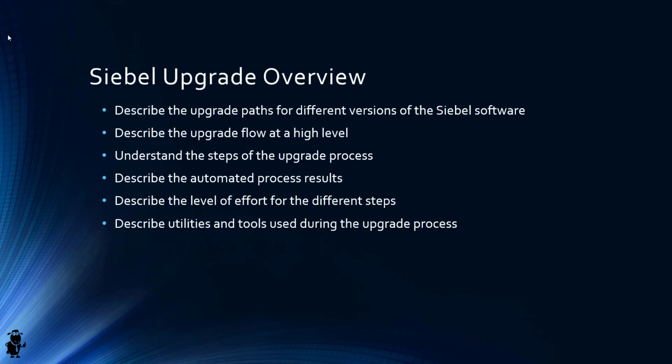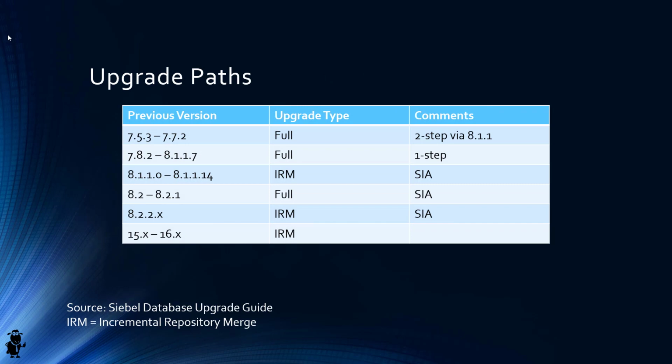So after this overview of Siebel 2020, we start with the Siebel upgrade overview proper. We're going to describe the upgrade path, describe the flow of an upgrade process and understand the steps of it. We describe the results of the automated steps of the process. We describe the level of effort for the manual steps, and we're going to learn about some utilities and tools that are available to assist us in a Siebel upgrade. So this is information from the Siebel database upgrade guide in Bookshelf.